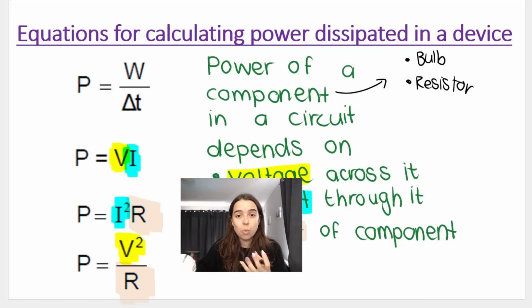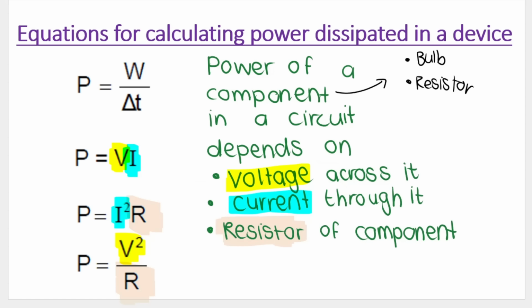So what I want you to take away from this is that the power of a component in a circuit, so if I want you to work out the power of a light bulb or the power of a resistor, it depends on the 3 following things: voltage, current, and the resistance of a component. You can see that if I increase the voltage, in this case, I'm going to increase the power. If I increase the current, in this case, I'm going to increase the power. And I showed you that a little bit early on in the video. So power is dependent on these 3 variables.